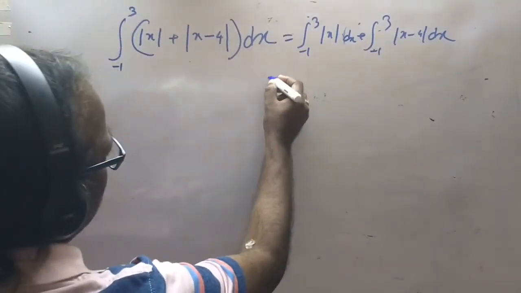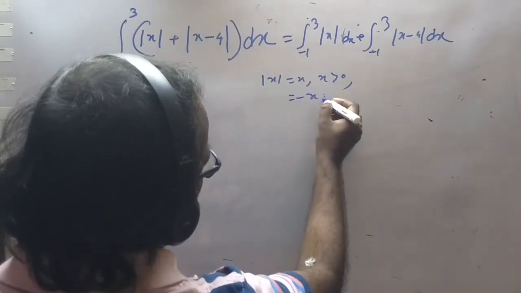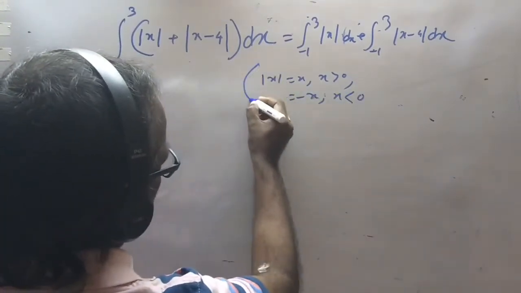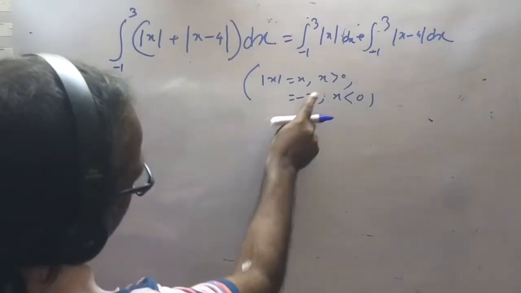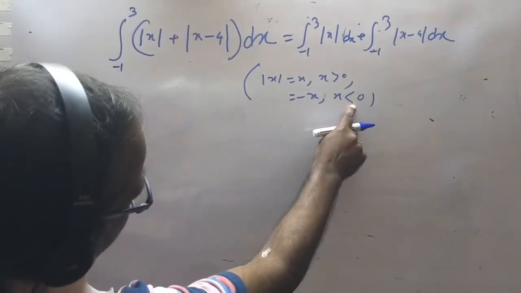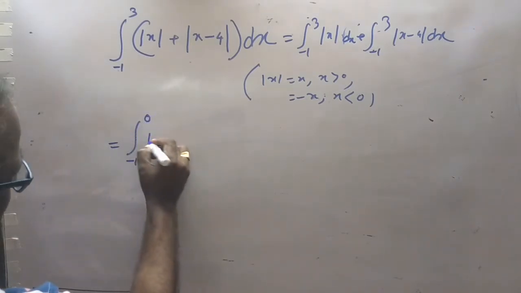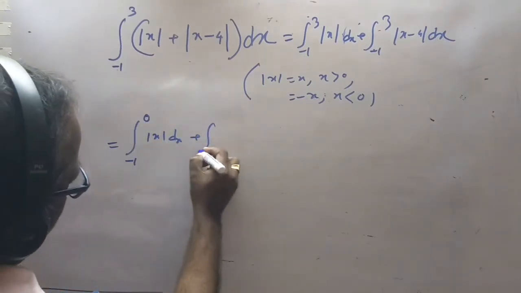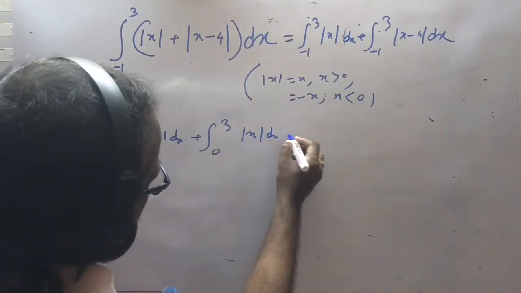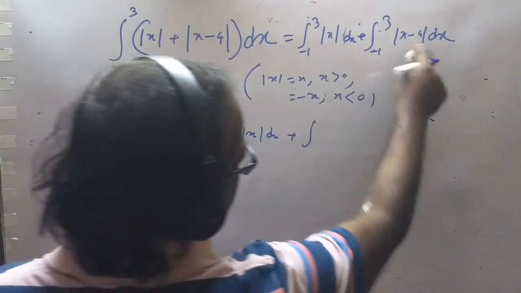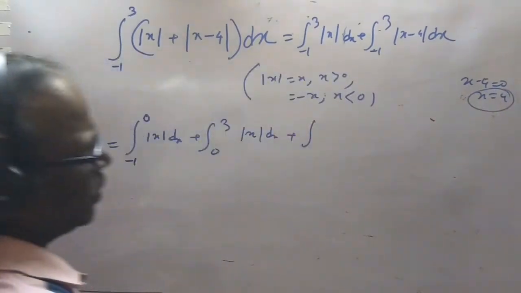So see here, mod of x is x when x is more than 0, and is minus x when x is less than 0. Okay, so that's why we split here, from minus 1 to 3. Where x is negative, that is less than 0, we go from minus 1 to 0 with mod x, and from 0 to 3, where it is more than 0, we have taken plus here. Again see there, if we take x minus 4 equal to 0, then x equals 4.